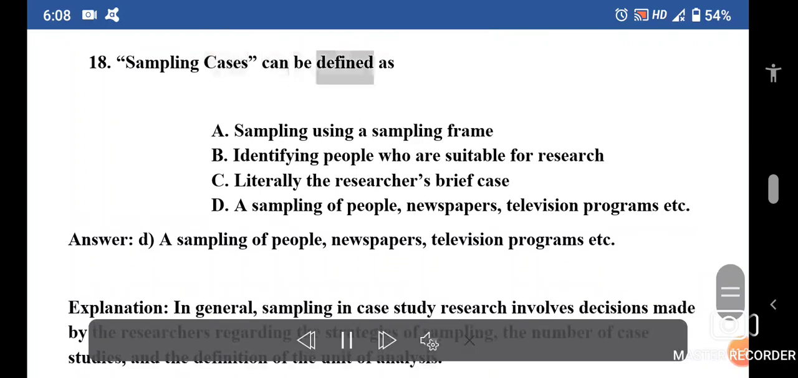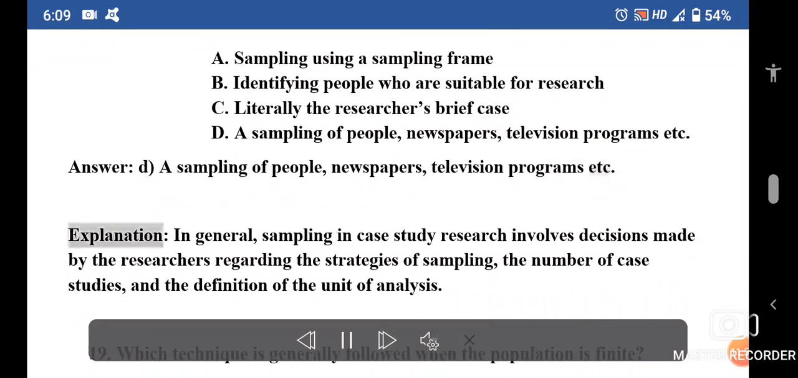Sampling cases can be defined as sampling using a sampling frame, identifying people who are suitable for research. Literally, the researcher's brief case. A sampling of people, newspapers, television programs, etc. Answer D. A sampling of people, newspapers, television programs, etc. Explanation: in general, sampling in case study research involves decisions made by the researchers regarding the strategies of sampling, the number of case studies, and the definition of the unit of analysis.